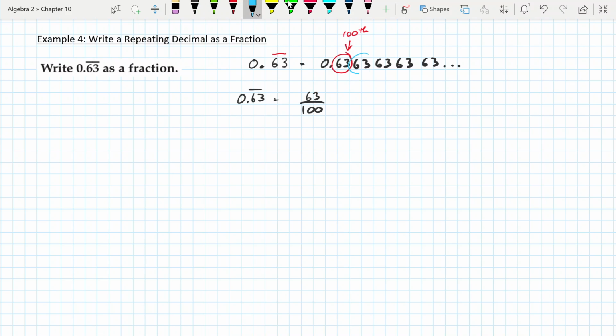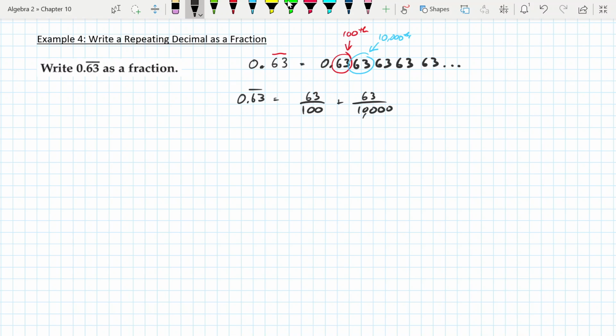Now the next repeating portion, that 3 is in the 10,000ths spot. So 6 is in the tenths, 3 is in the hundredths, thousandths, 10,000ths. So that means for the second term, I have 63 over 10,000. Right? See how that's working there?